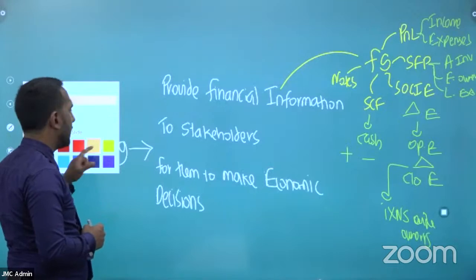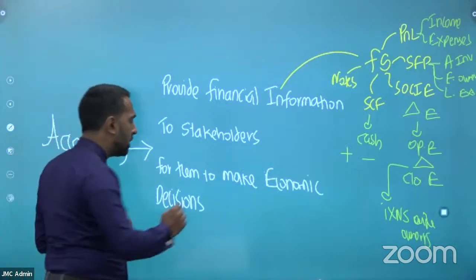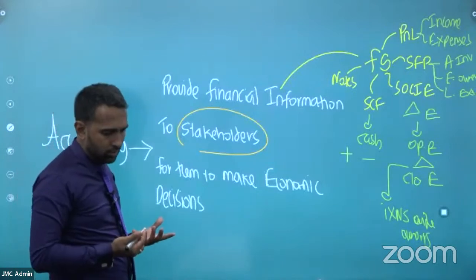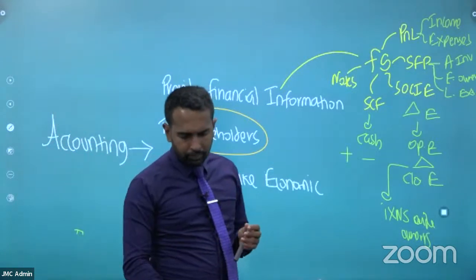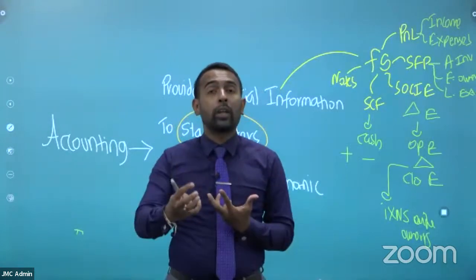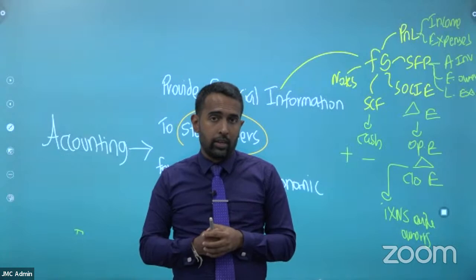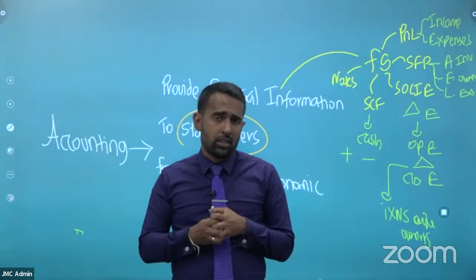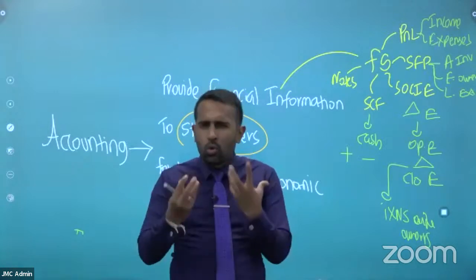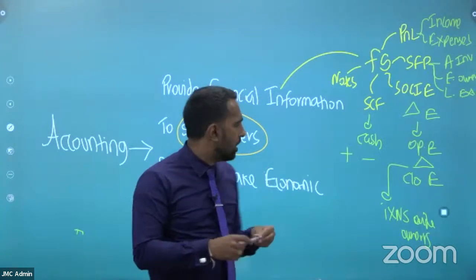To whom do we provide this financial information? That set of people is what we call the stakeholders. Stakeholders are the people who have an interest in that accounting entity, right? Why does somebody have an interest? Because they have provided some resources.